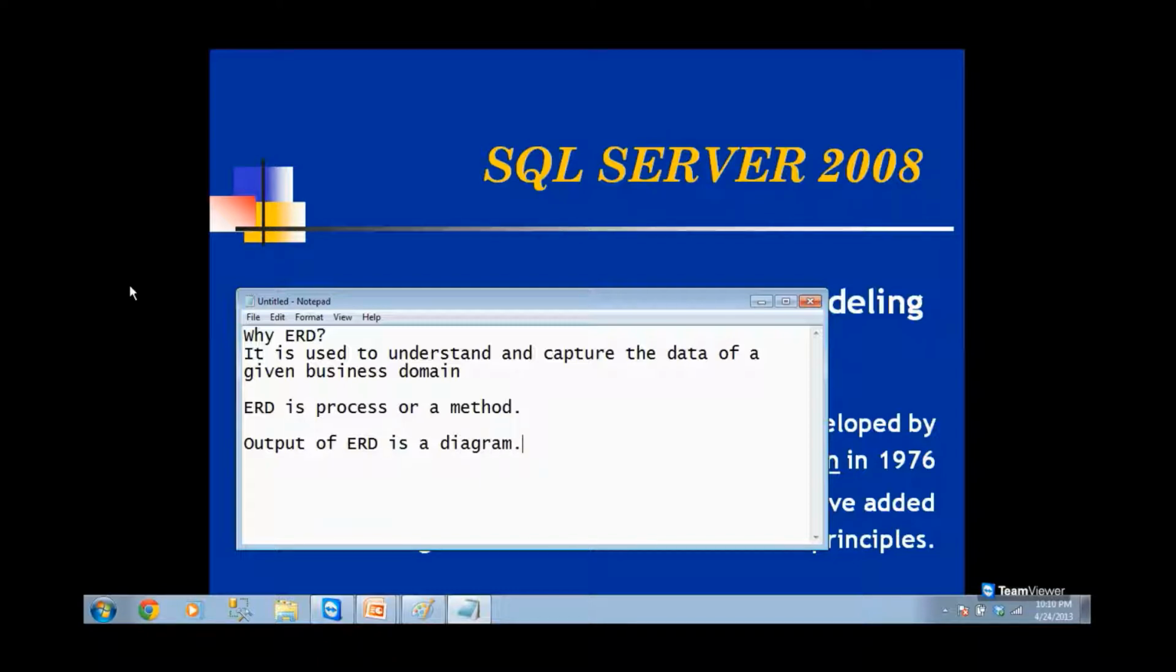So this is what you have to understand. Diagrams can easily be understood by all stakeholders. It is for a client as well as for technical people and non-techies. Non-techies means you may have a manager, you may have a client, all of them. Okay, this is the purpose of ERD. Why do we have to use ERD?